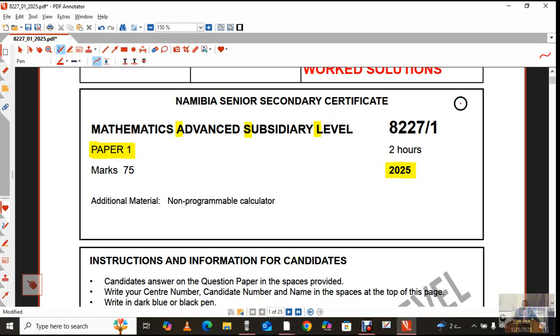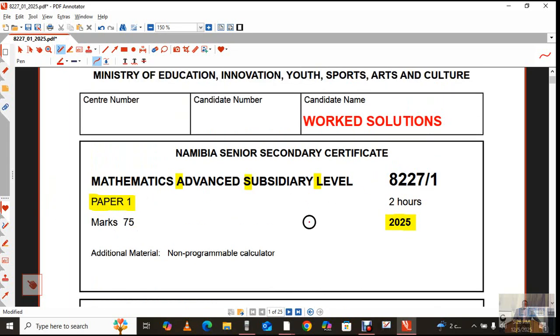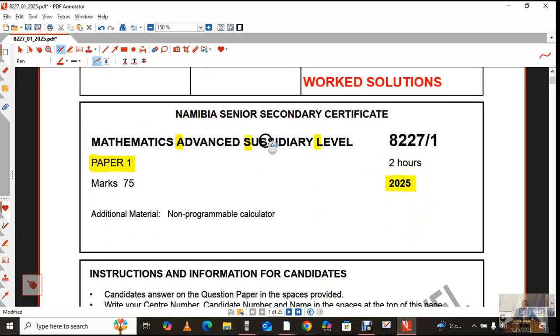I'm doing paper one of 2025. This is the Namibian Advanced Subsidiary level. Of course, I'm continuing on my series on working out the question papers.